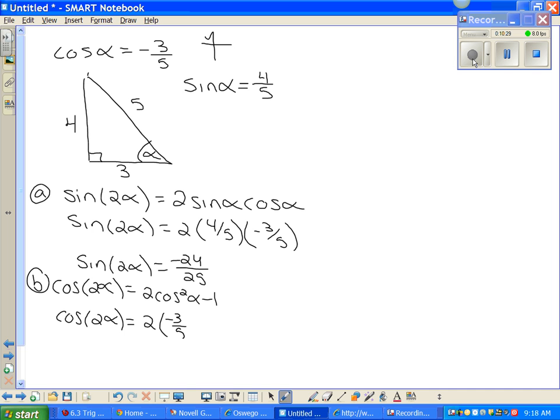And I have to do what to it? Okay. Yep, type it all right in. Okay, so 2 times -3 over 5. Remember, you want that in parentheses. Squared minus 1. What do you get? Yeah. That's it. You should have gotten the same exact thing, did you? Okay, I'll check it in a second.